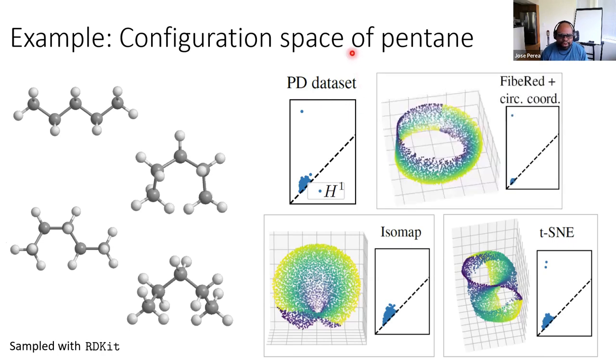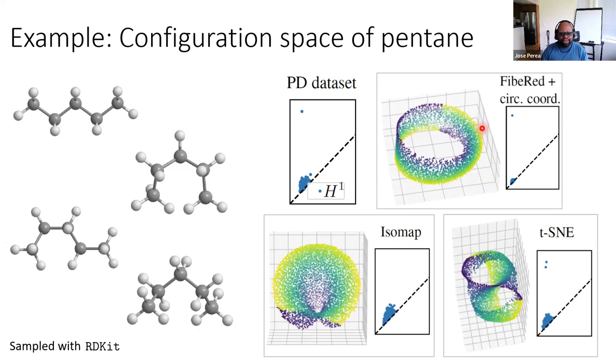So here's what we're able to reconstruct. And the method we're introducing is called FiberED. So it recovers the conformation space as a Mobius band, and that's where the dot in the persistence diagram comes from, the data set essentially being a Mobius band. And one can go back to the data and check that it's actually a Mobius band.